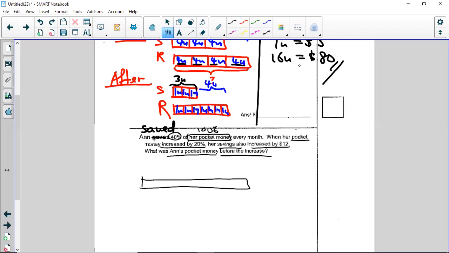This is the pocket money at first, and that is 100%. Okay, and she saved 40%. And when you use a model, you still have to label. And how much did she spend? Then you must label this part. She will have spent 60%.